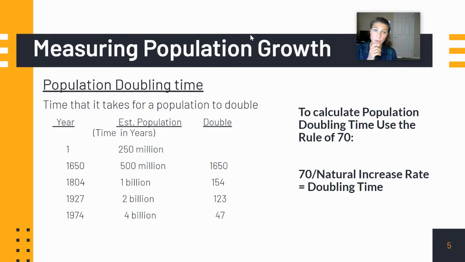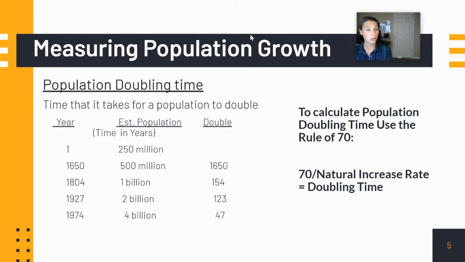And so, you are going to read about this a little bit later. Population doubling time is just what it says there. It's just the time it takes for any given population to double. So the more time it takes for a population to double, the slower the population is growing. And the opposite is true too.